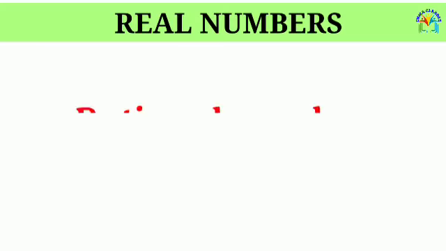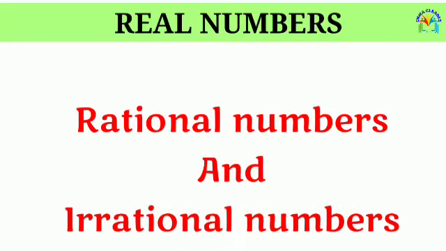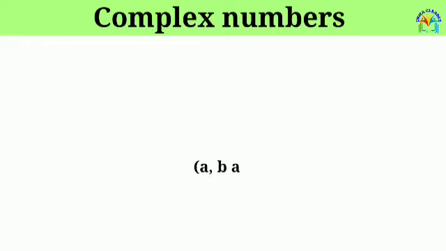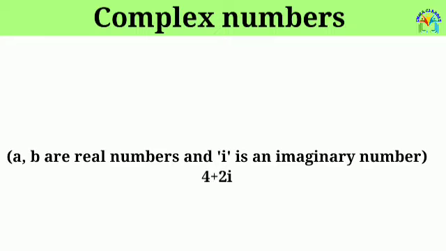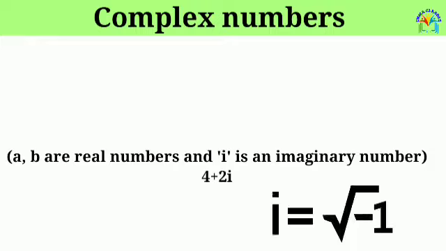The set of rational numbers and irrational numbers is the set of real numbers. The set of real numbers is denoted by R. If there is a real number, then there must be an imaginary number. Yes, there is an imaginary number and is denoted by i. It is equal to square root of -1. A number which is of the form a plus ib is a complex number. It is denoted by C.